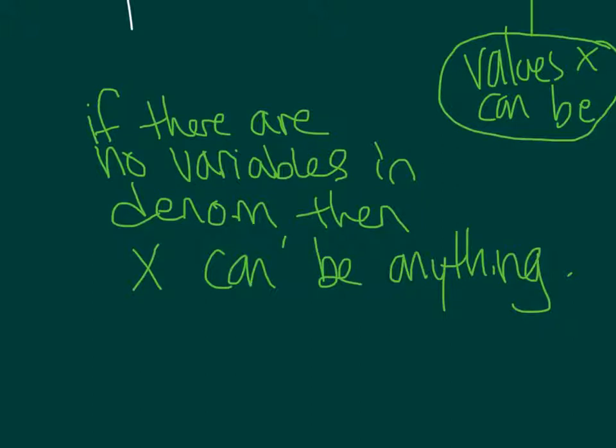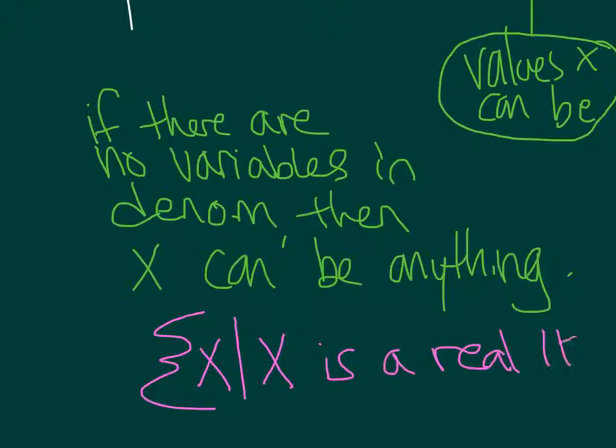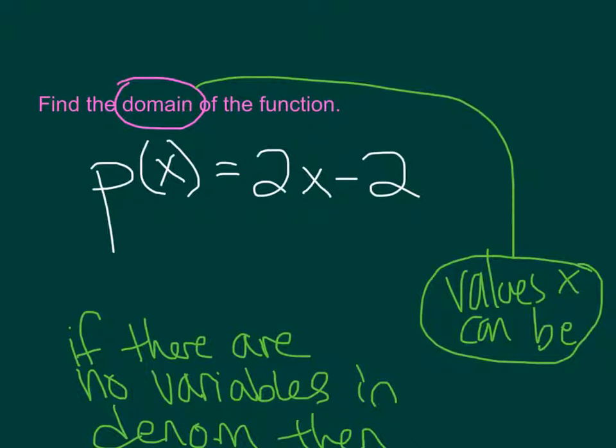In other words, we don't have any restrictions, and we can write this as x such that x is a real number. So there's nothing that x cannot be. And again, I just want to go up and emphasize this. Since we don't have any denominators with an x in it, our function is just 2x minus 2. No denominators there other than 1, so we're not going to have any restricted values there, nothing that x cannot be.